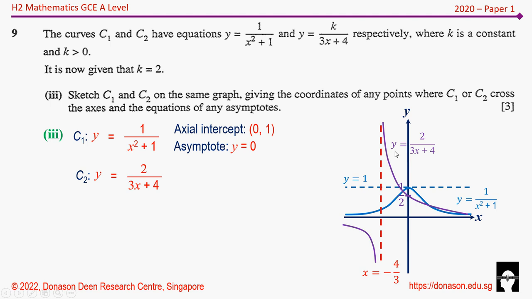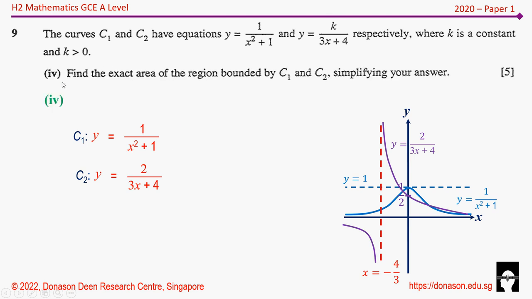So if you were to draw it, the graph is going to look like this. The purple graph is the actual curve C2, which is 2 over 3x plus 4. So there we have the graph. We have drawn both on the same axis. Now let's look at the axial intercept and asymptotes. The y-intercept is at (0, half), which we can see here. And there are two asymptotes for this curve. The first asymptote is y equals 0, which is basically the x-axis, which is here. And the second asymptote is x equals negative 1/4, which is a vertical asymptote. So these are the asymptotes.